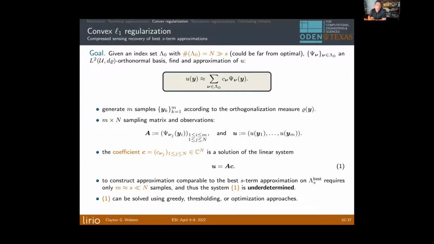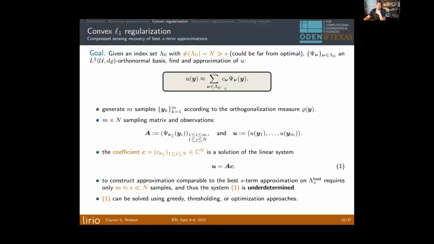Okay. So the basic setup is quite straightforward, and then I'll show you how we arrive at the minimization problem. So again, recall that I've written the polynomial approximation. I've simplified it here in the following way, and the goal now is, I'm given some random index set which could be far from optimal. Call it lambda 0. In other words, the cardinality is n, and it could be much larger than S. And I'm going to then reconstruct that function approximation.